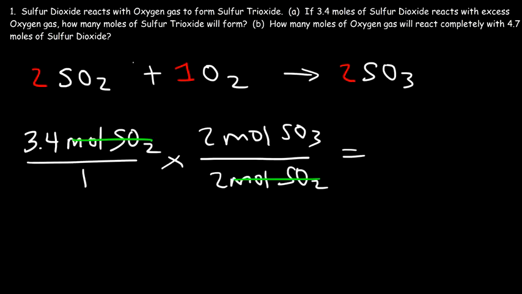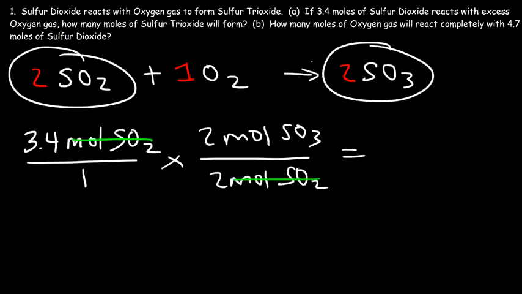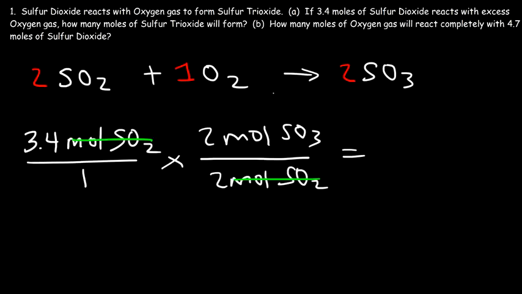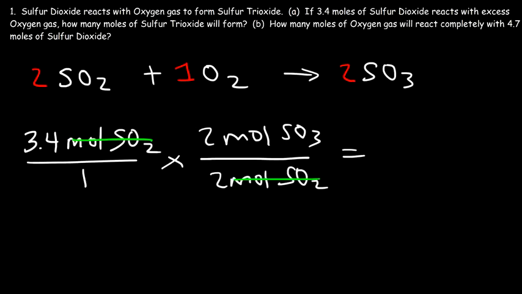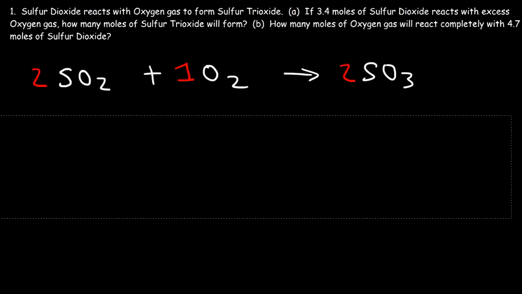So whenever you want to convert from the moles of substance A to the moles of substance B, all you need is 1 additional fraction beyond what you're starting with, and you'll get the answer. 2 divided by 2 is basically 1. So the answer is 3.4. Since the molar ratio, the coefficients are the same. The molar ratio is 1. And so this is the answer for part A. Based on this example, go ahead and try part B.